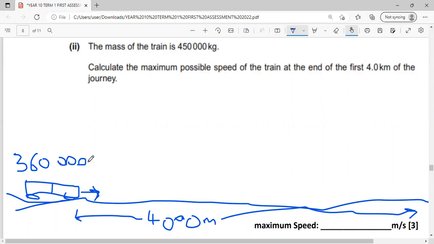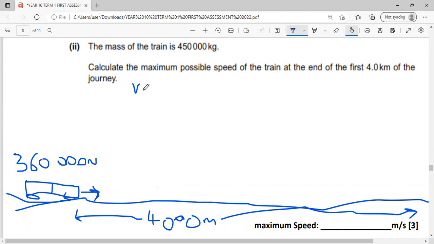We have the force as 360,000 Newton, and we have the distance as 4,000 meters or 4 kilometers. Now you'll be given the mass of the train. Take note that the work done by this motor in pushing this train is used in giving this train some kinetic energy, because the train is moving along a straight path. So the work done by the motor would give this train some kinetic energy.